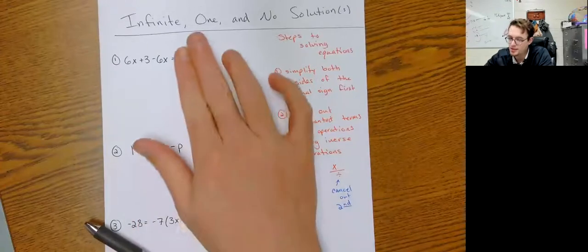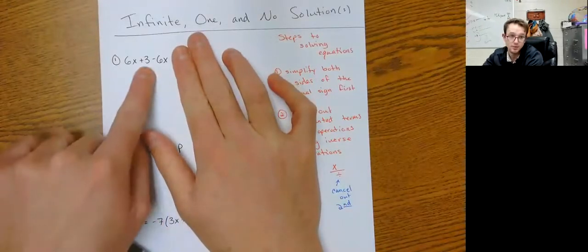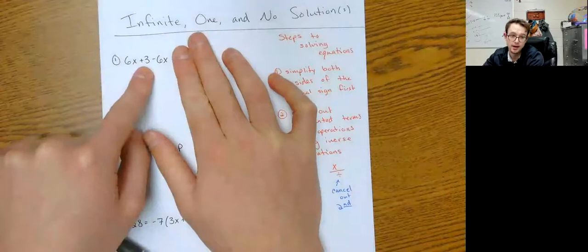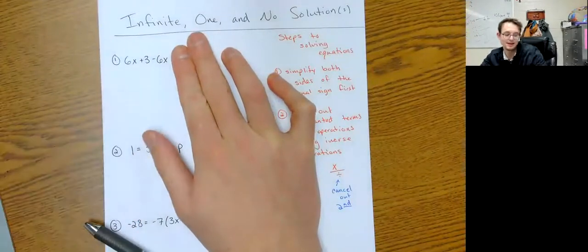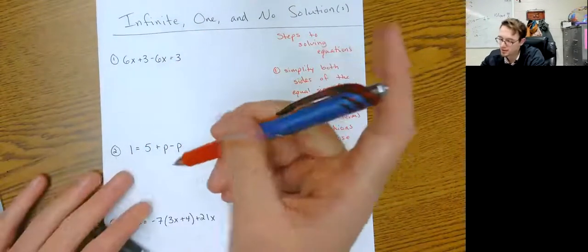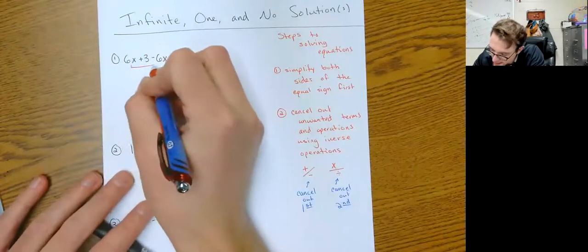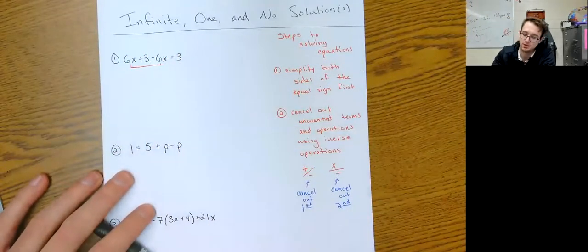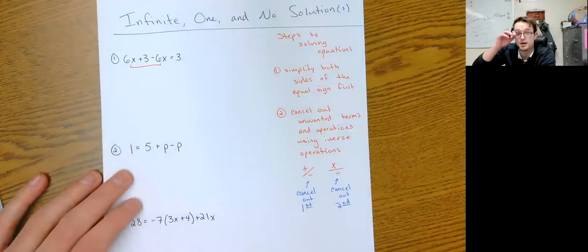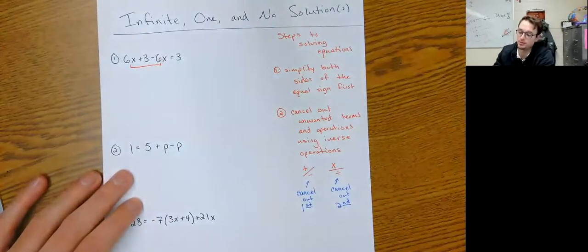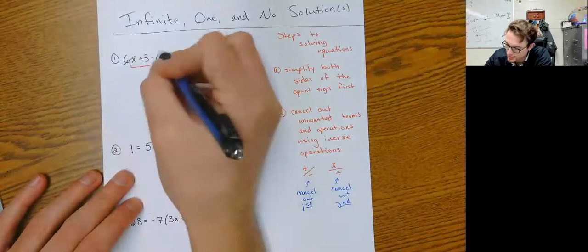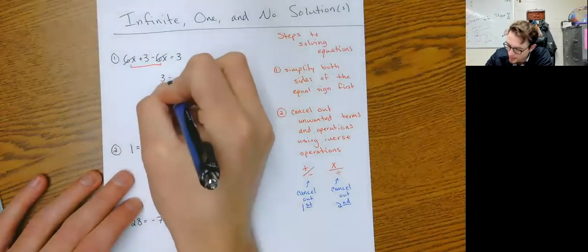So if I cover up the right side, is that side simplified? No, it is not. So I need to combine like terms. So I'm going to need to combine the 6x and the -6x. Well, what is 6x minus 6x? 0. So those actually cancel each other out, and I get 3 equals 3.